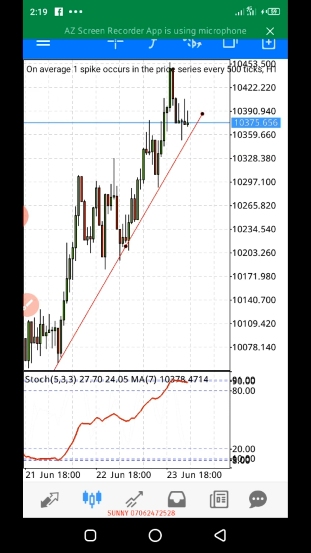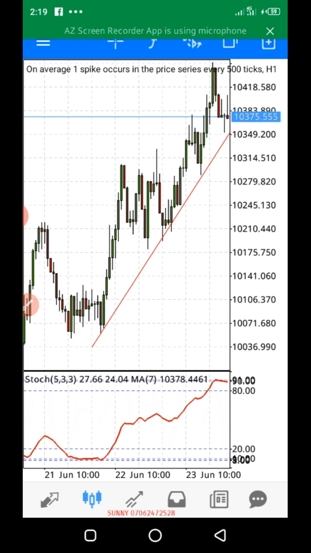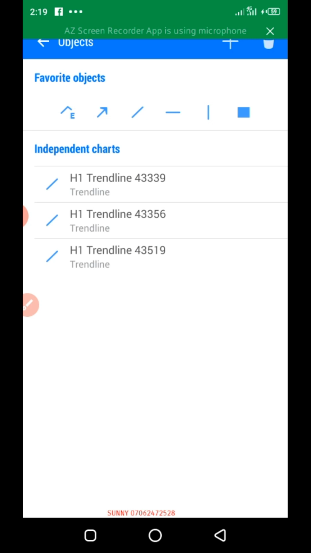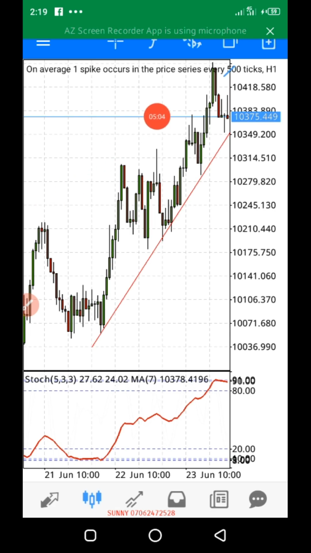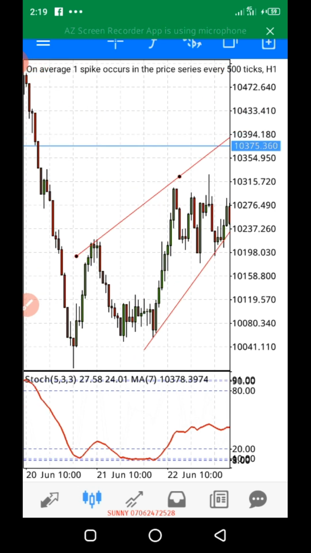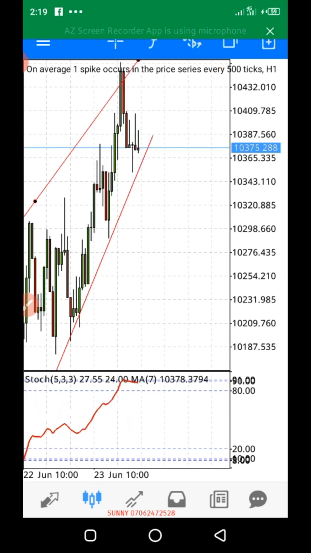Alright, now I've done the support level. Then I'm going to click and draw the resistance level. Now if you see this, it's almost forming something we call a triangle in the market. It's forming a triangle in the market.